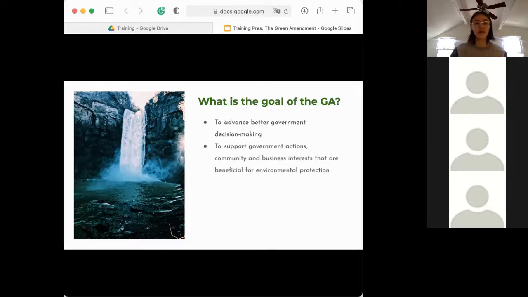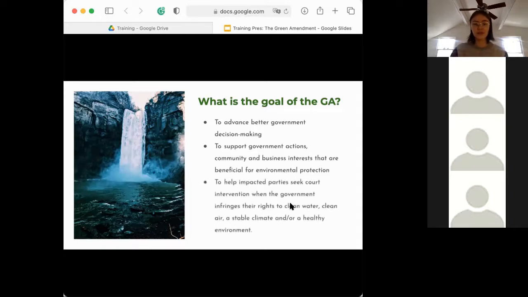Second, we want to support government actions, community, and business interests that are beneficial for environmental protection. Basically, we want such actions to be considered on equal footing with other types of considerations. Right now, our other Bill of Rights protections, such as property rights or liberty, and a lot of times economic concerns as well, are often considered first priority for governments. So by putting environmental rights in the Bill of Rights, we're making sure that they're not playing second fiddle to these other considerations anymore, and they all get equal consideration in decision making. And it encourages them as they're now constitutionally supported.